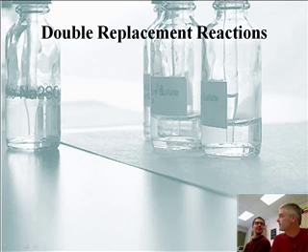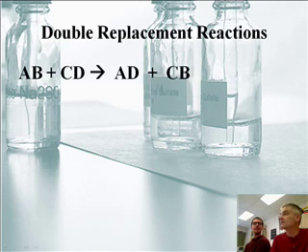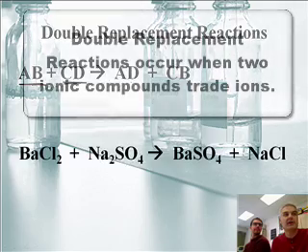Okay, the second last one is double replacement reactions. This is an interesting one too. We have AB plus CD makes AD and CB. There's another life lesson in here, I think. A takes B to the dance, and C takes D to the dance. When they get to the dance, they decide that they like the other person's partner and they switch. That's how that works.